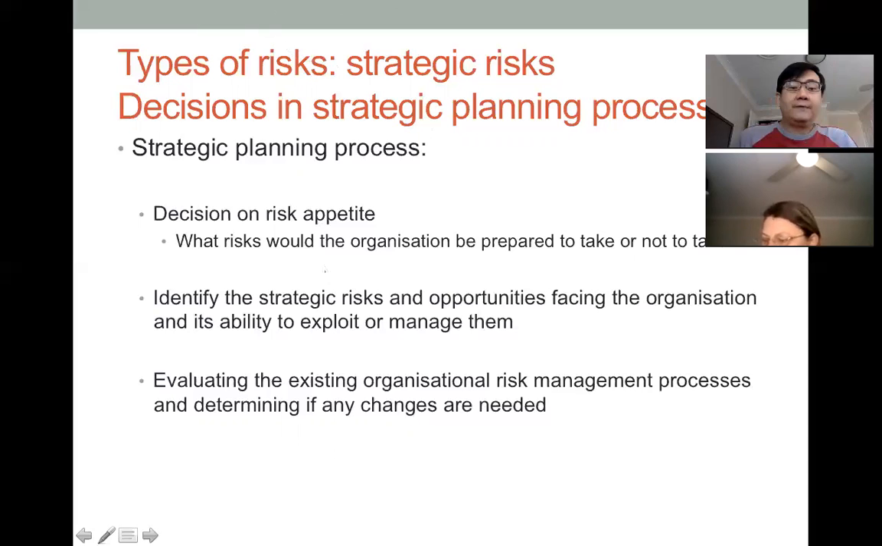We also need to identify the strategic risks and opportunities facing the organization and its ability to exploit or manage them. So when we outline our strategic plan, we need to look at where the risks may come from, or where opportunities may come from, right? From our environmental analysis, we should be able to outline, okay, these are the opportunities for us and these are the threats for us that may become risks as well. And we need to think about how we can exploit them or manage them.